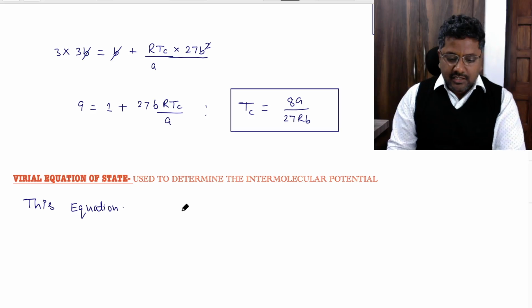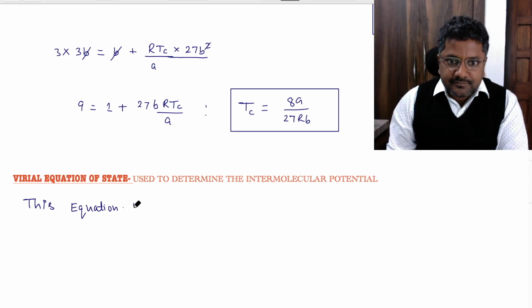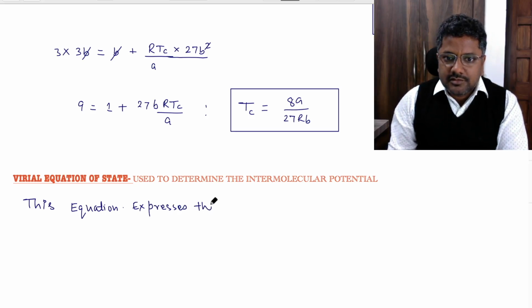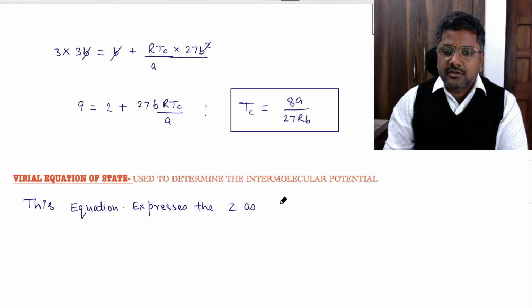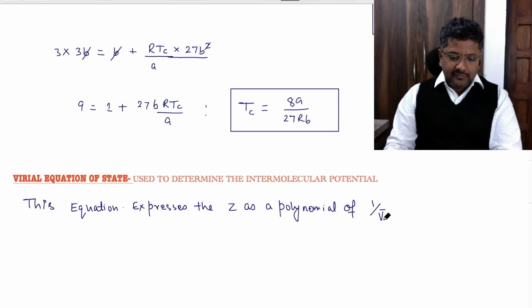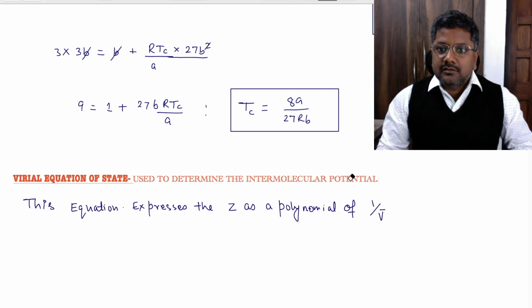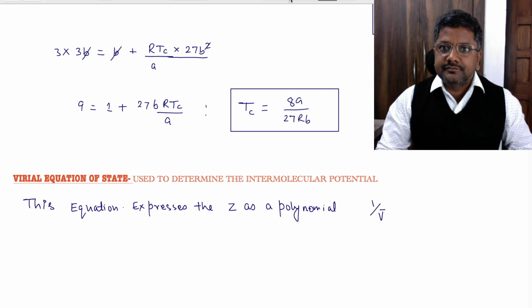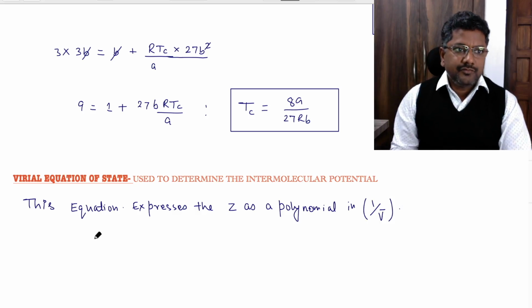This equation expresses the compressibility factor Z as a polynomial of 1 by V bar, right? Polynomial in 1 by V bar.